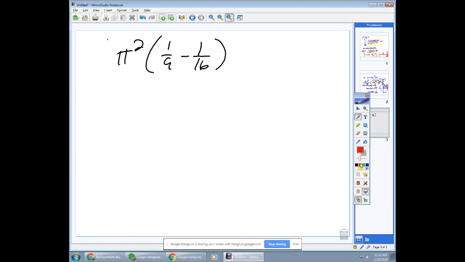Common denominator would be 9 times 16, which is what? 144? Mm-hmm. And then the new numerator here is 16 minus 9, which is 5? No, 7? 7. So then I get pi squared times 7 over 144 is the exact answer there.